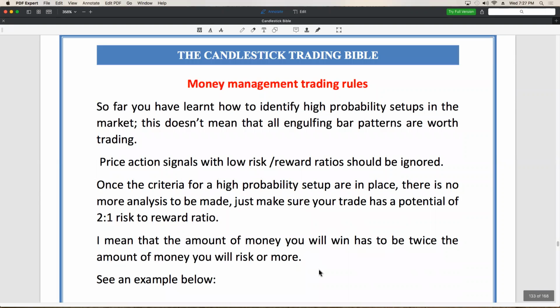Now, money management trading rules. So far, you have learned how to identify high probability setups in the market. This doesn't mean that all engulfing bar patterns are worth trading. Price action signals with low risk reward ratios should be ignored. Does everybody know what that means? No, sir. No.